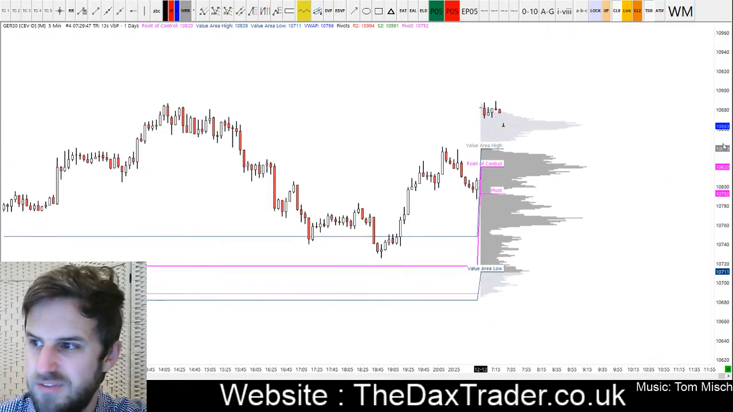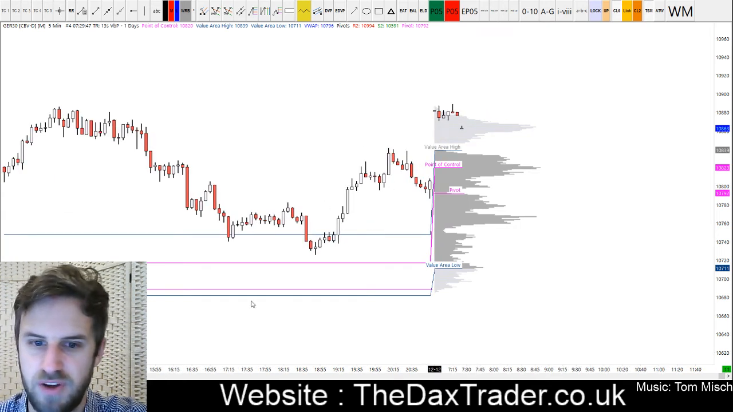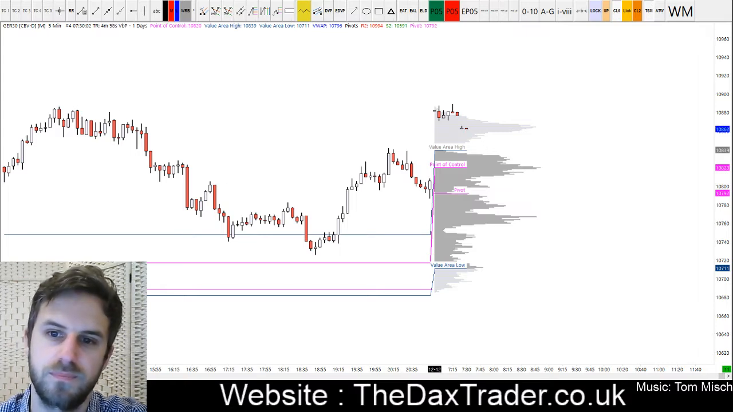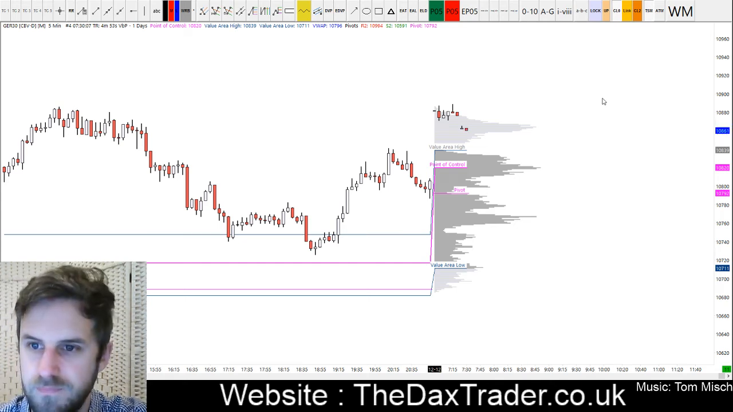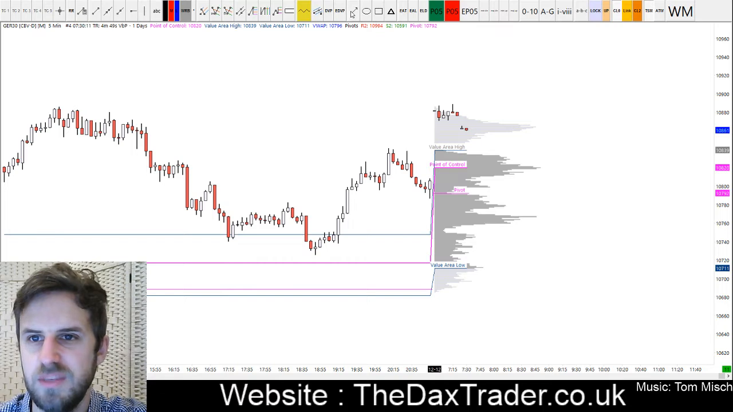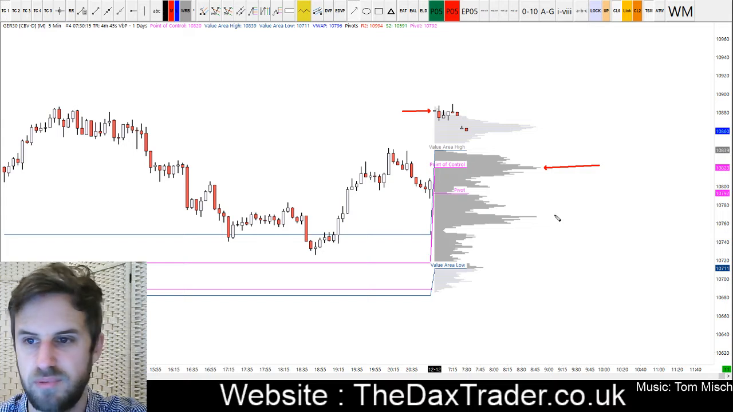As far as the volume side of things goes, we've got this profile from yesterday. So let me just take a quick look over here. Excuse me. So this is the profile from yesterday. And you can see that we've started our life today above the value area, which is the darker grey of the profile here.